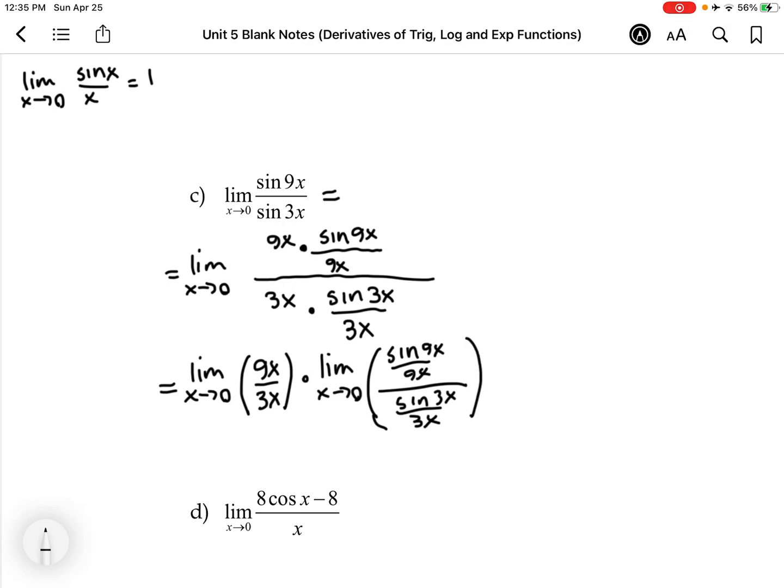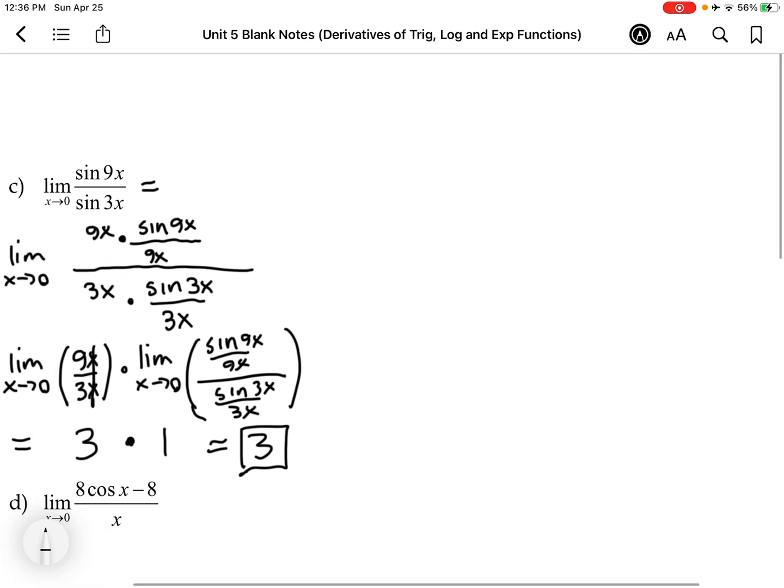right? And then here, these x's cancel. So this is just 9 over 3, which is 3, times this, which is going to be 1 over 1, which is 1. And that is 3. Okay, so that's one way of approaching it. The other way, right, we can also use L'Hopital's rule.